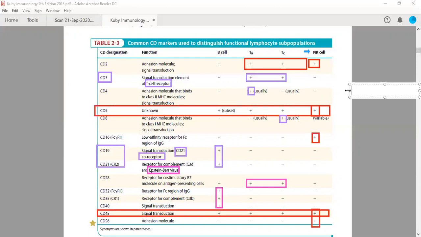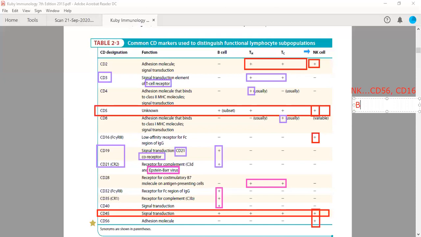For natural killer cells, you only need to remember CD56. This is very important. Sometimes it may have CD16 also, but this is not very significant, so you can remove this CD16. CD56 is very, very important.